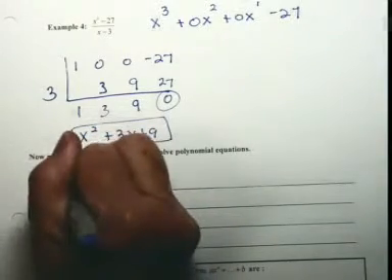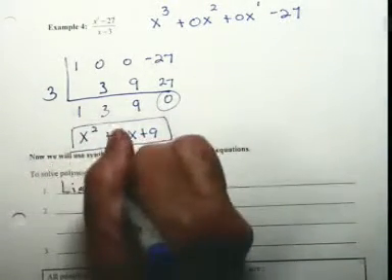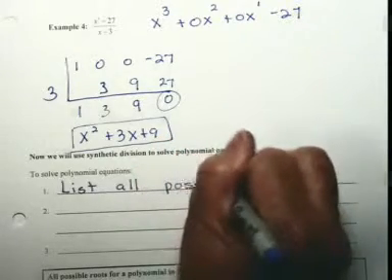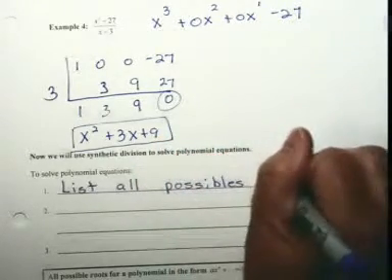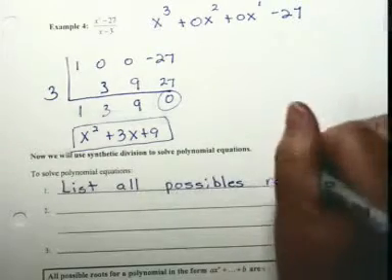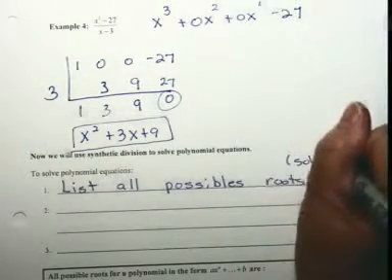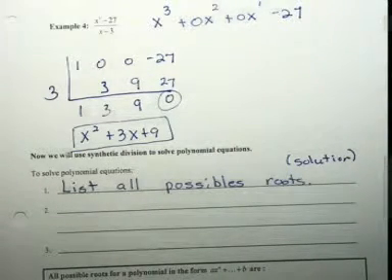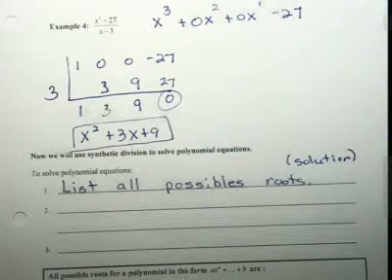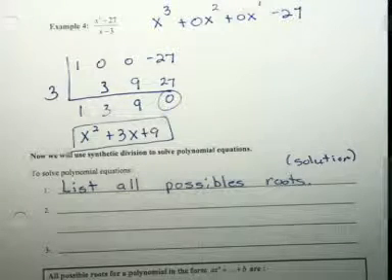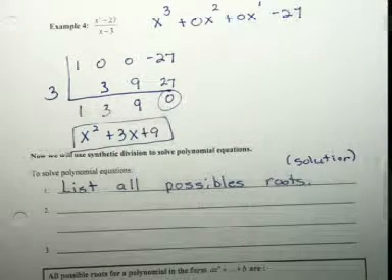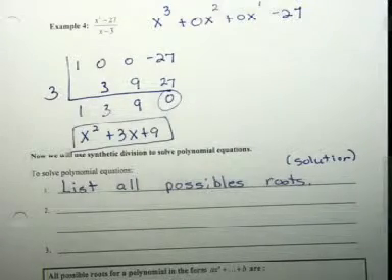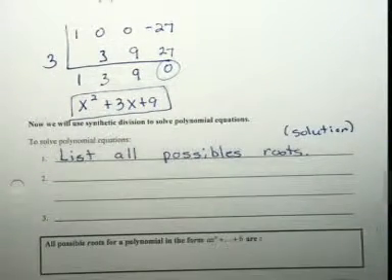you first list all possible roots. And a root is just a number for your solution or your answer. I'm going to list what are the possible answers. I have to be able to narrow it down to the possible answers, so I don't think that any number in the world could be a possible answer. And we'll show how to do that in a minute. We list all possible roots.